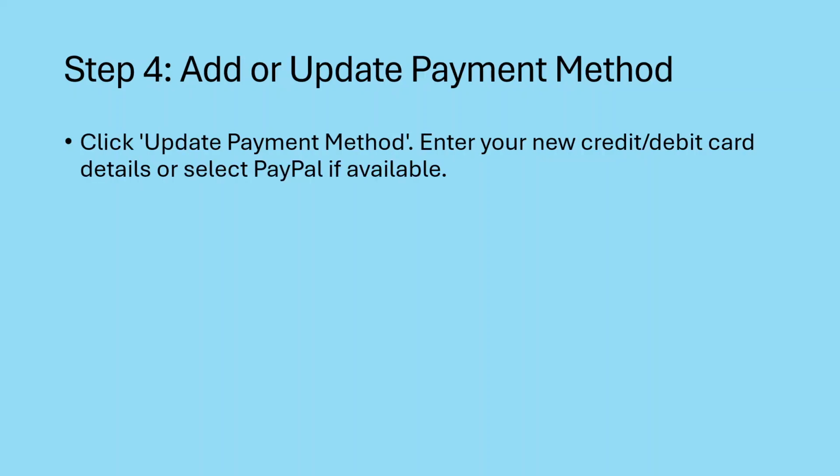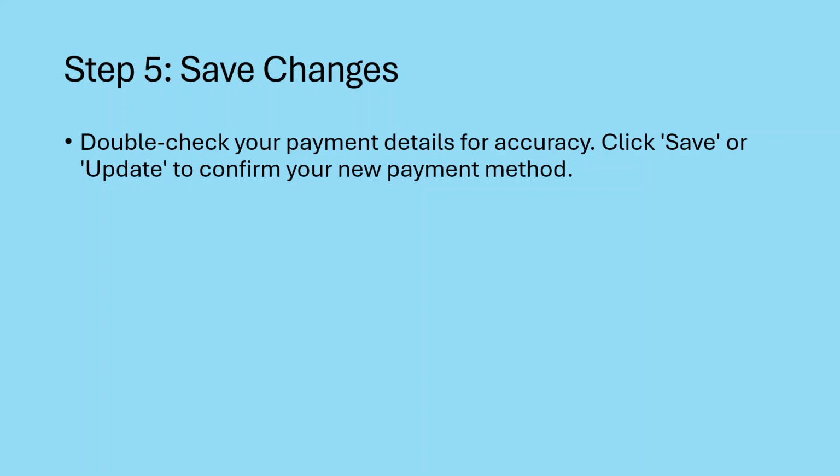Step 4. Add or update payment method. Click Update Payment Method. Enter your new credit or debit card details or select PayPal if needed. Step 5. Save changes. Double check your payment details for accuracy. Click Save or Update to confirm your new payment method.